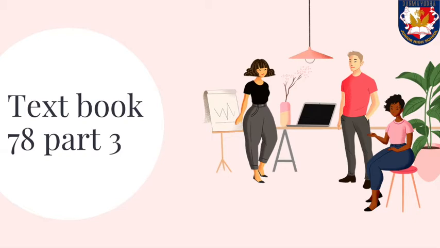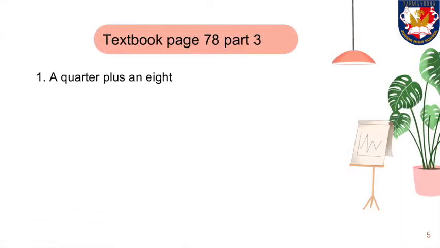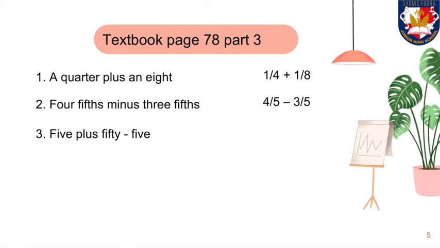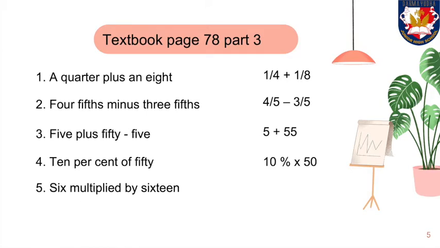Now, let's open the textbook, page 78, part 3. We will discuss the answer together. Textbook, page 78, part 3. Number 1, a quarter plus an eighth. Number 2, 4/5 minus 3/5. Number 3, 5 plus 55. Number 4, 10% of 50. Number 5, 6 multiplied by 16.